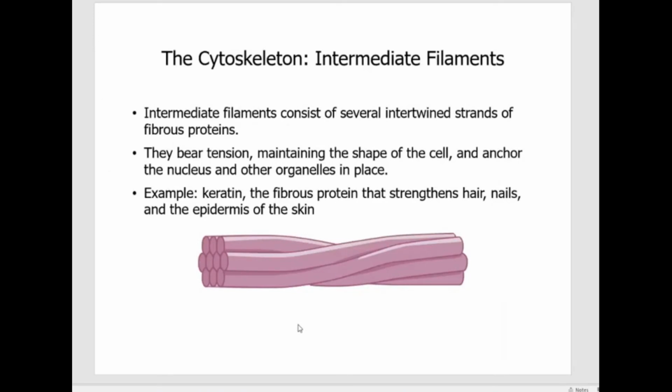And the next one, intermediate filaments. They can bear tension and maintain the shape of the cell. So remember this example, keratin. Keratin is very abundant in your skin, your nails, and your hair, and it's really good at resisting tension, so it provides really good protection. That's why your nails are good protection, and your skin also provides a physical barrier to protect the internal environment.